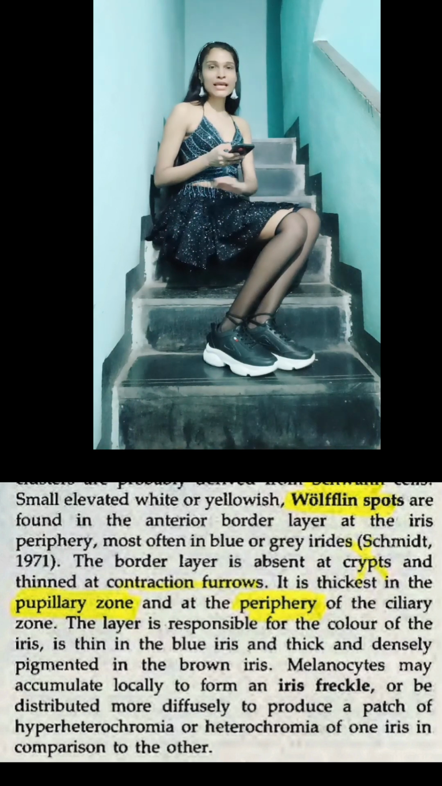And this anterior border layer is thin at the contraction furrows, and it is the thickest at the pupillary zone and the periphery of the ciliary zone, and it is absent over the crypts. Once again, the anterior basement membrane or anterior border layer of the iris is absent on the crypts. It is thin over the contraction furrows, then it is thickest in the pupillary zone and at the periphery of the ciliary zone.